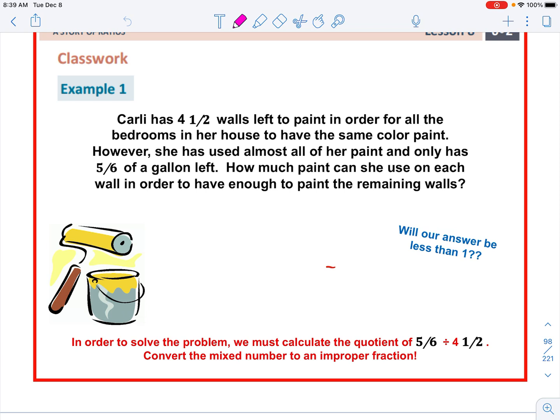So in order to solve the problem, we must calculate the quotient of 5/6 divided by 4 1/2. So 5/6 divided by 4 1/2. Try this problem out on your own. Pause the video and see if you can figure out what we need to do here.